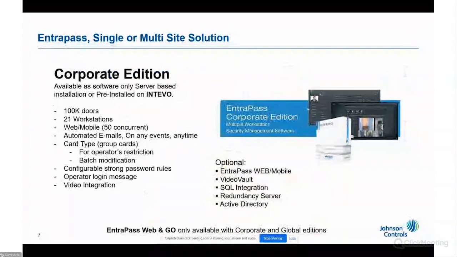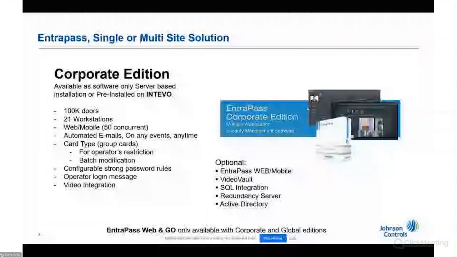Corporate Edition gives us up to 100,000 doors, 21 workstations, 50 concurrent web or mobile clients. You can do automated emails on pretty much any events. You can select card types for operator restrictions, and batch modifications. You can configure strong password rules such as long phrases or very highly secure passwords. And we can do the video integration, as well as some other optional features. We get the Entrapass web and mobile clients. We get the video vault for video archiving. You can integrate your SQL server to host your software. You can do redundancy and Active Directory for Windows.